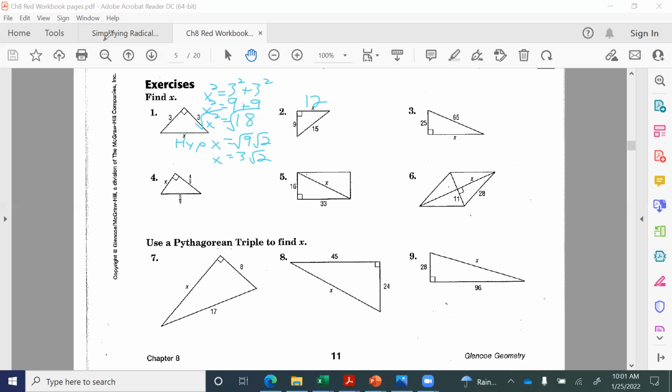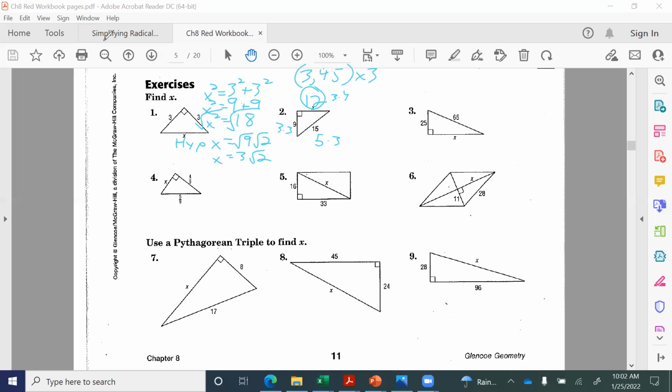If we look at this, 9 is 3 times 3. 15 is 5 times 3. So this is our 3, 4, 5. There's 3, 4, 5, but all the values have been multiplied by 3. So the missing value up here was 3 times 4, which is 12. Now, you can use those triples to find those values.